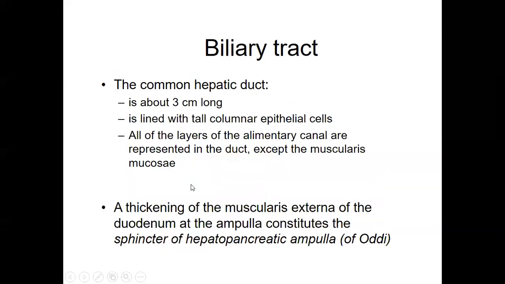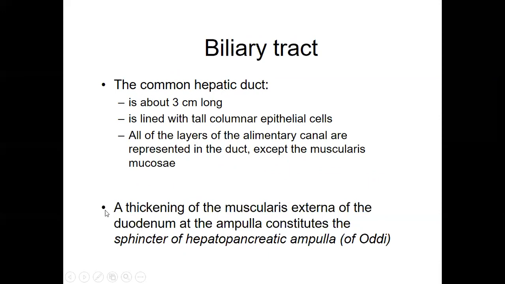And then the larger portion, this is the larger one, the common hepatic duct. It becomes larger from the smallest one to the larger one. The common hepatic duct is about 3 centimeters long. It is lined with a tall columnar epithelial cell, and all the layers of the elementary canal are represented in the duct, except the muscularis mucosa, which is absent in the common hepatic duct.